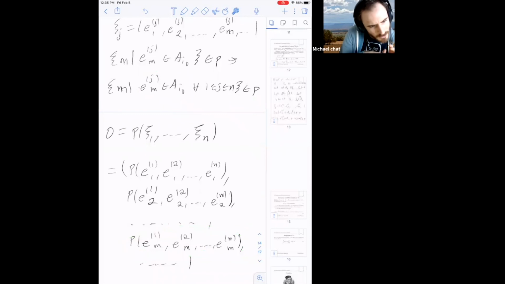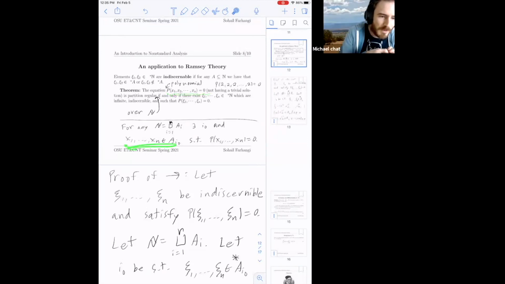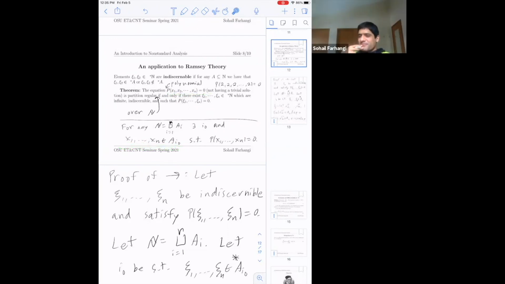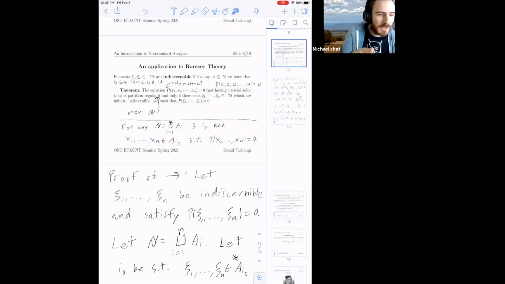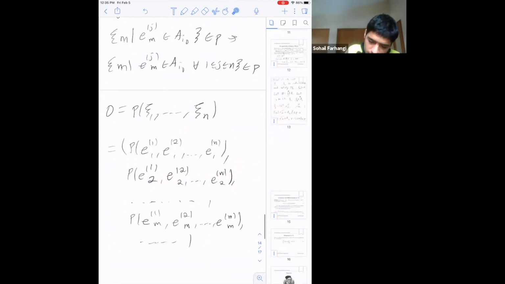But what is that solution? That's what we wanted, because we wanted to show that this polynomial is partition regular. Yeah, I know, but what is the solution? What do you mean? Like you're supposed to come up with x1, x2 to xn inside of AI naught. Yeah. But what are those x1 to xn?